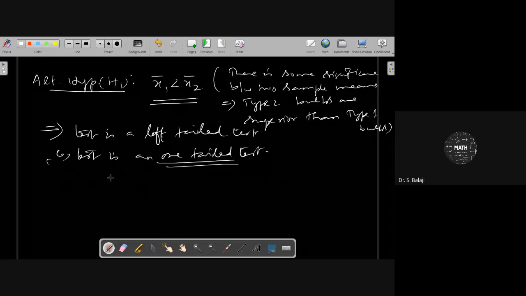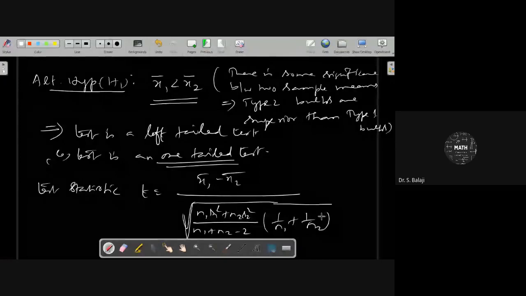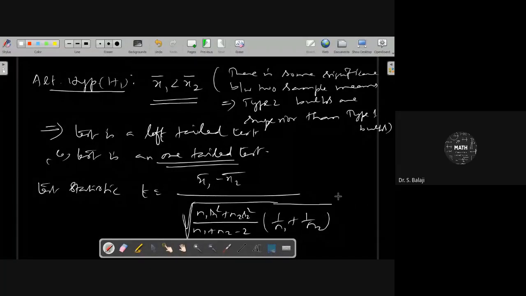Then one tail test, that is over here. Now we can move on to the test statistic. T is equal to X1 bar minus X2 bar, whole divided by the square root of (N1 S1 square plus N2 S2 square) divided by (N1 plus N2 minus 2), multiplied by (1 by N1 plus 1 by N2), everything under the square root. Therefore, we can substitute each and every value here.